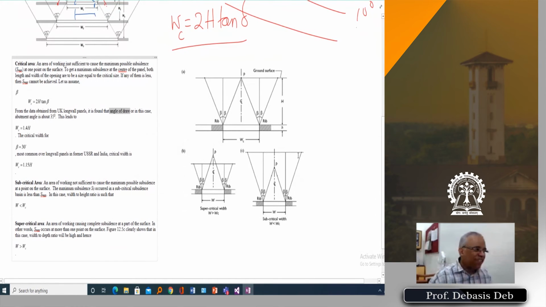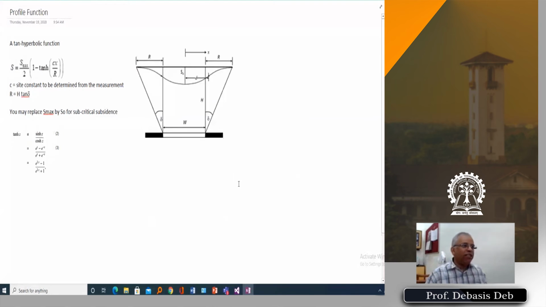So this is how it should be very clear that there are mainly two types of subsidence. One is subcritical, one is supercritical, and critical is theoretical. They are defined. Now a little bit of estimation. I think this is the last topic I'm going to tell you.